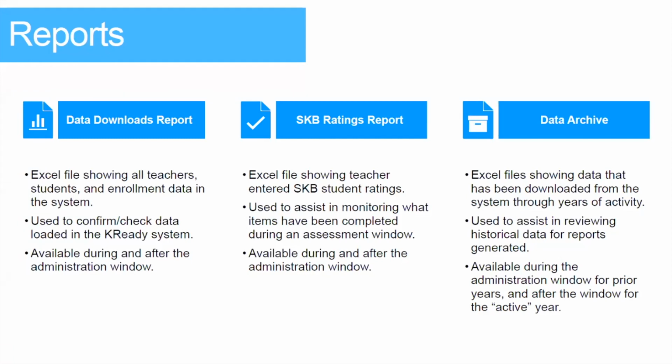The second one is the SKB ratings report, and this is going to be used to monitor any items that have scores in them for that window during that period. So again, if you don't see any scores entered, then you're going to want to reach out to your teachers to make sure that these scores get entered by the end of the window. And this is available both during and after the window. So you can pull this at the end of December if you wanted to, because that window's closed, yes, but it doesn't mean you can't generate that report.